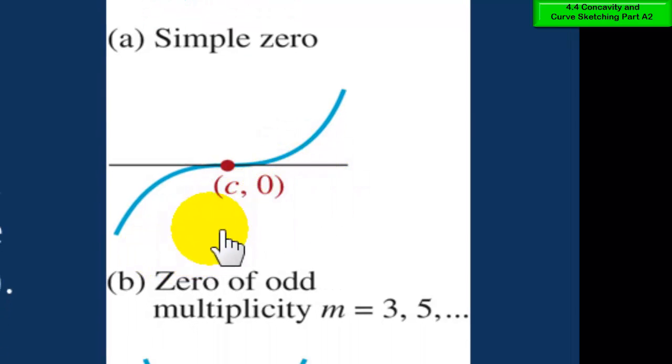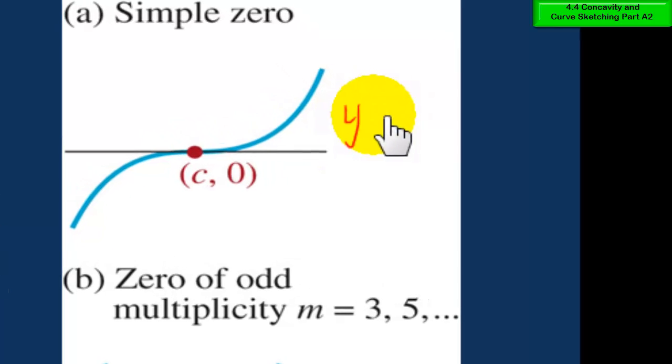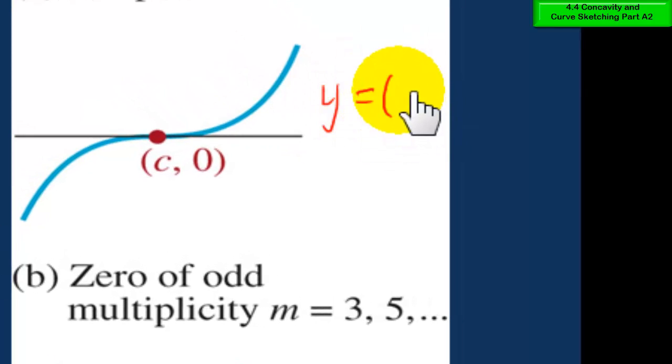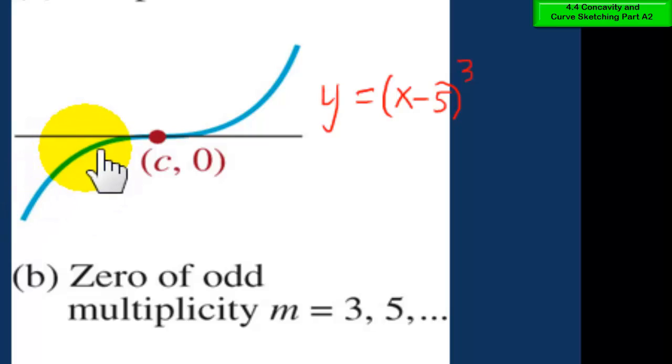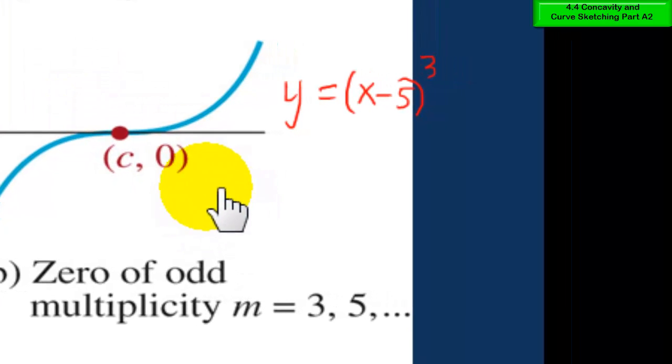And if you have a zero of odd multiplicity, let's say y is equal to x minus 5 cubed, then this is how the graph would look. Or of course, if it's negative, then it's in this other direction. So you can see that a point of inflection occurs at C.